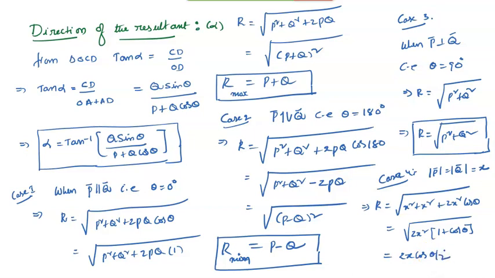These are some cases to find the magnitude and direction of the resultant. So this is the magnitude in different cases. After that we also go for the direction of the resultant. Once, take a glance on this.